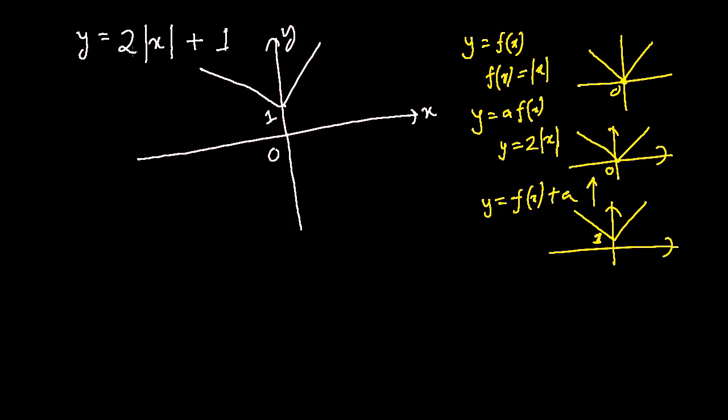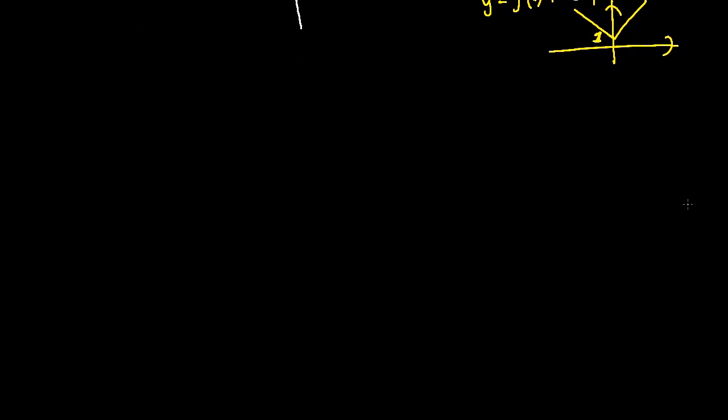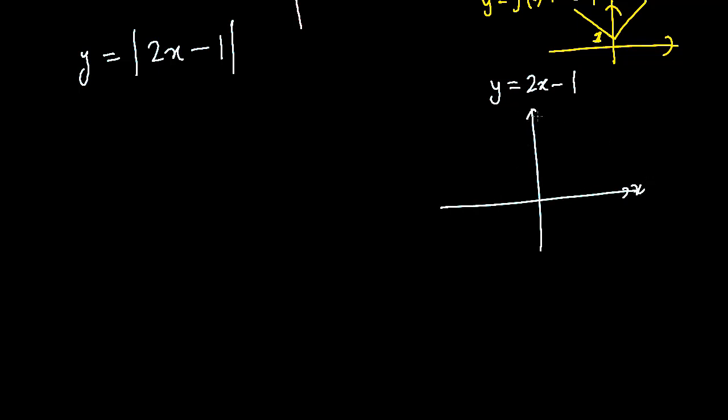Another one could be, suppose you have the entire line in the absolute value. So suppose you have y equals absolute value of 2x minus 1. The best way to do this is first to roughly sketch without the absolute value. So 2x minus 1. So when we sketch this, when x equals 0, y equals minus 1. So it cuts the y-axis at negative 1. When y equals 0, we can find x equals half. So the line would be like this, passing through half at the x-axis and minus 1 at the y-axis.